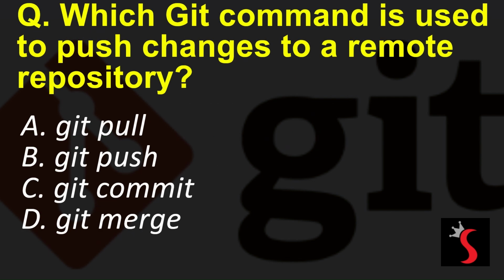Which git command is used to push changes to a remote repository? A. Git pull. B. Git push. C. Git commit. D. Git merge.